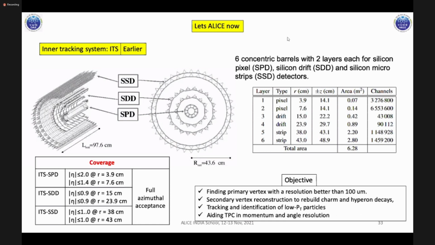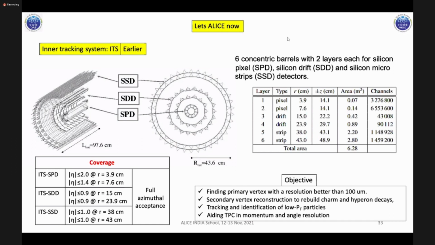And how far they are spaced along the radial direction: this ITS starts from 3.9 centimeter and goes to 43 centimeter. Just have a look. This 3.9 centimeter is the nearest you can go in detecting particles in the earlier configuration. After the beam pipe modification, the beam pipe is now much narrower, so you can go much closer to the beam pipe. So instead of 3.9, in the present configuration, we will see this will probably go to half of the present value.